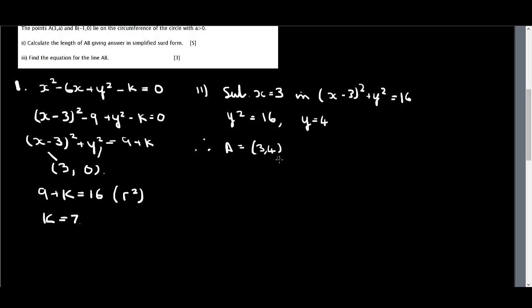So the change in y and the change in x are both 4: 3 minus minus 1 is 4, and 4 minus 0 is 4. Then by Pythagoras, AB squared equals 4 squared plus 4 squared, so AB squared equals 32. Sorry, AB equals root 32. Simplifying the surd, root 32 is root 16 times root 2. Root 16 is 4, so the answer there is 4 root 2.